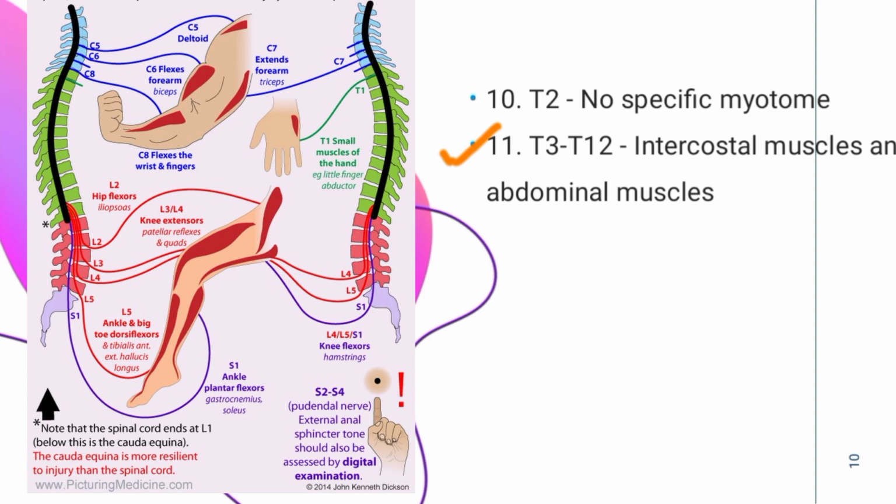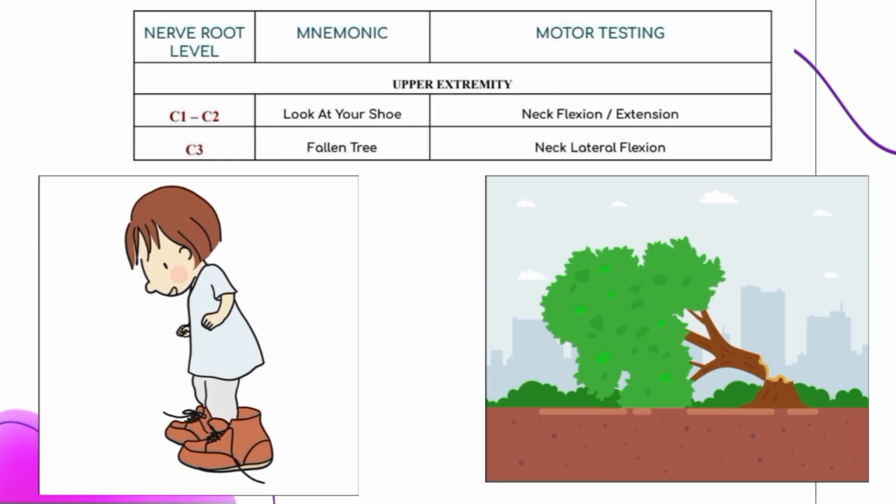Now I know myotomes learn करना बहुत difficult होता है, so I have come up with certain mnemonics which will help you to learn those in very easy form. हर nerve root levels है and myotomes are there for that. And to learn that myotome, there is a mnemonic which you have to rhyme with the nerve root level.